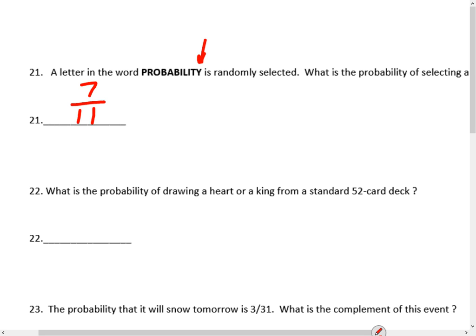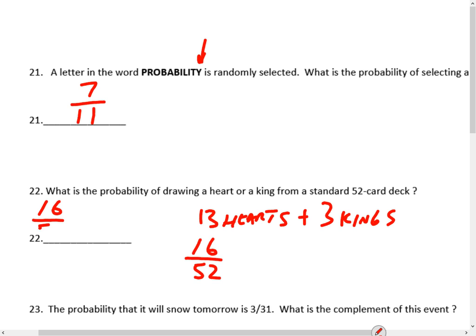How many hearts are in a deck of cards? There's 13 hearts. But one of those hearts is a king. So how many more kings do we add to this? Just 3 more kings. How many people added 4 kings? You double counted the king of hearts. 16 out of 52. On your test, I'm going to ask you to reduce. Make sure that you reduce.